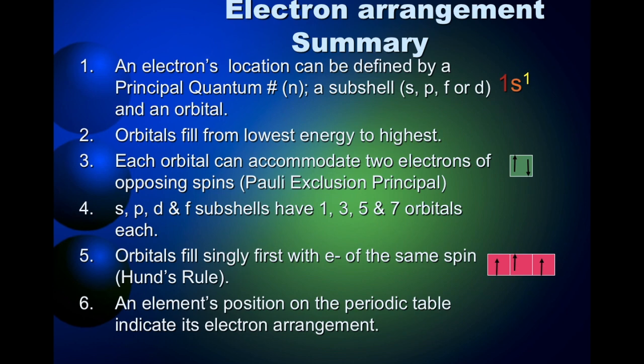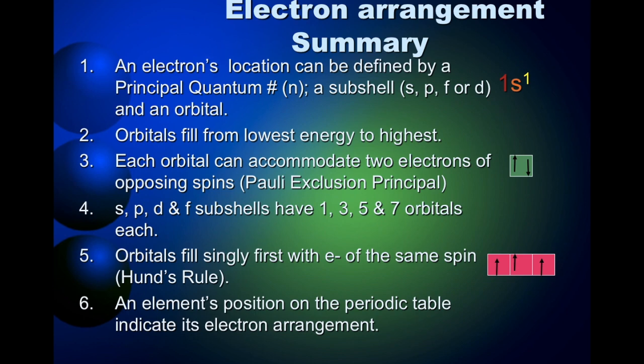I'll just summarize what I've said in this lecture. 1, an electron's location can be identified by 3 different pieces of information. The principal quantum number, the subshell, which is S, P, D, or F, and the orbital, which is in the subshell. So the orbital is kind of like the house number. The subshell is kind of like a street, and the principal quantum number is kind of like the city. And all of these pieces of information tell you where the electron is.